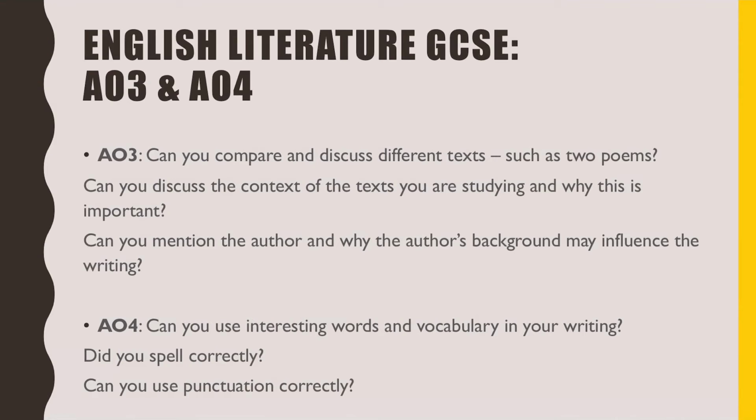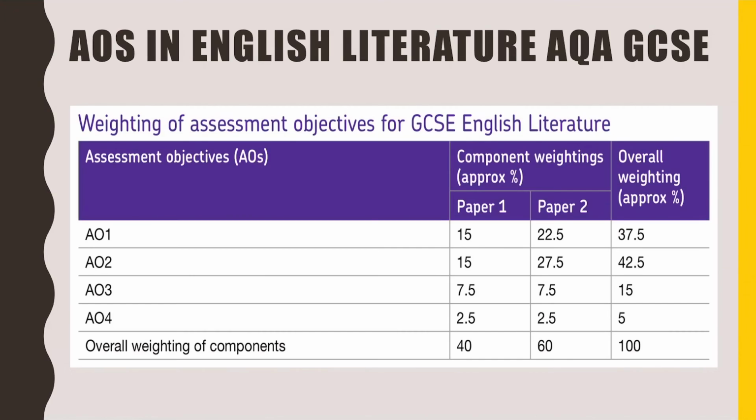AO3 simply refers to whether you can compare and discuss different texts, for example two poems. Can you also mention the context of the text that you're studying and why this is important? And can you mention the author and why the author's background may influence the writing? AO4 means, can you use interesting words and vocabulary in your writing? Did you spell correctly? And also, did you use punctuation correctly?